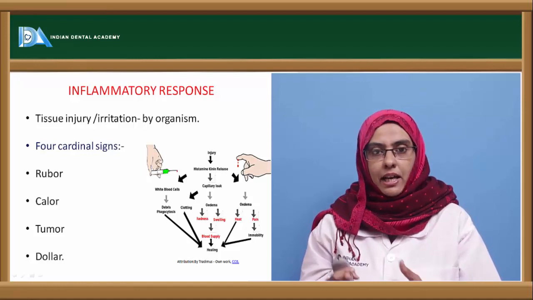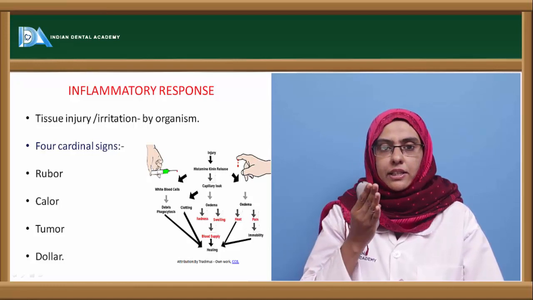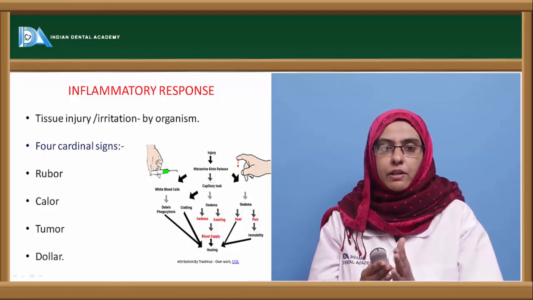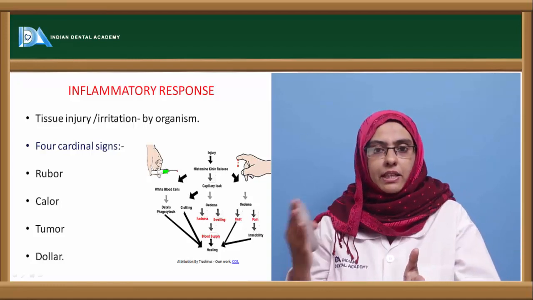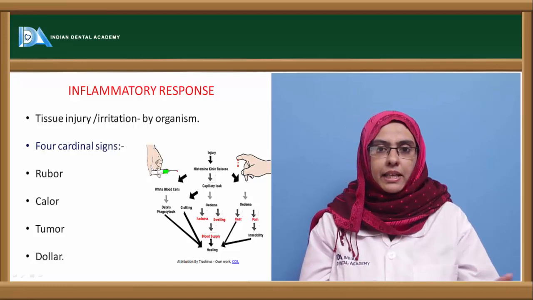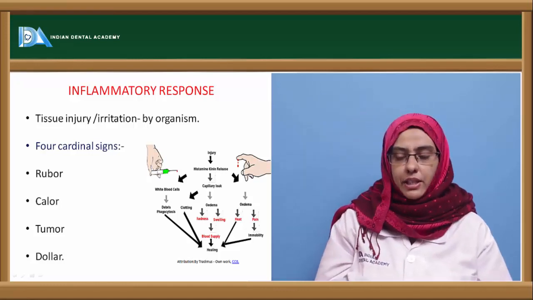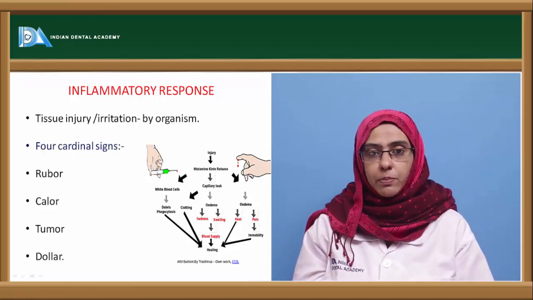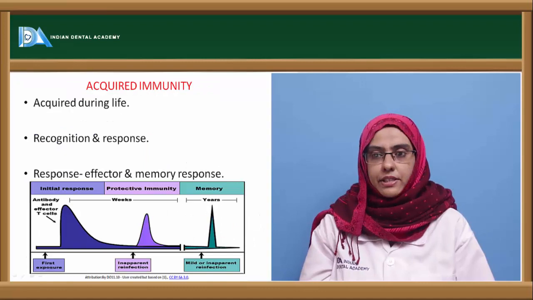Ultimately, when this inflammatory response takes place, a fibrin clot is formed, and this fibrin clot will prevent the spread of the infection. It acts as a wall between the lesion and the healthy area. It will not allow the organism to gain entry and spread the infection. So this all takes place during an inflammatory response to prevent the organism from gaining entry into the human body and causing the infection.